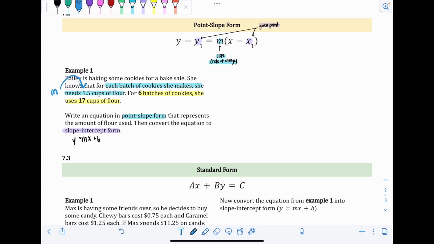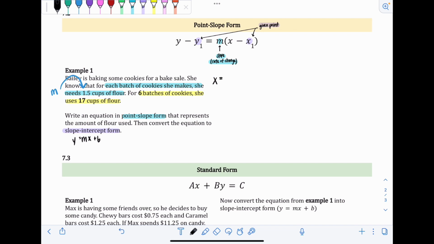The other part is going to be the given point, so the x1, y1. And to figure out that, we have 2 more numbers, of course, 6 batches of cookies and 17 cups of flour. We just have to figure out, okay, which one is our x and which one is our y. So to do that, we need to look at what's our independent and dependent variable. So remember that x is the independent variable.